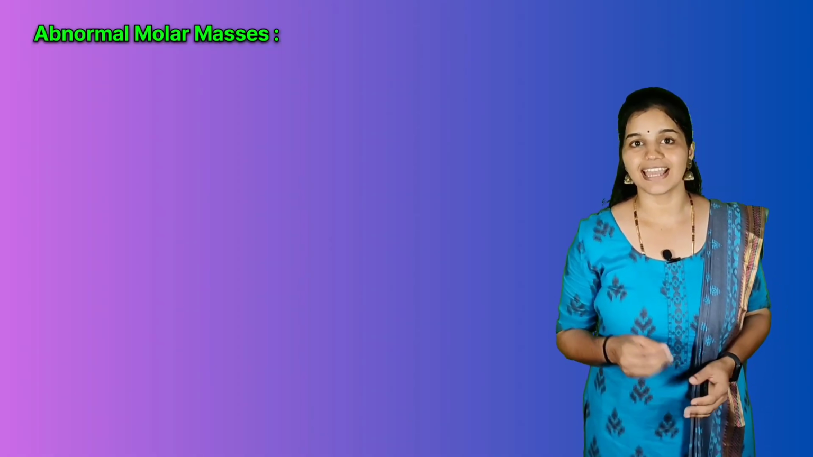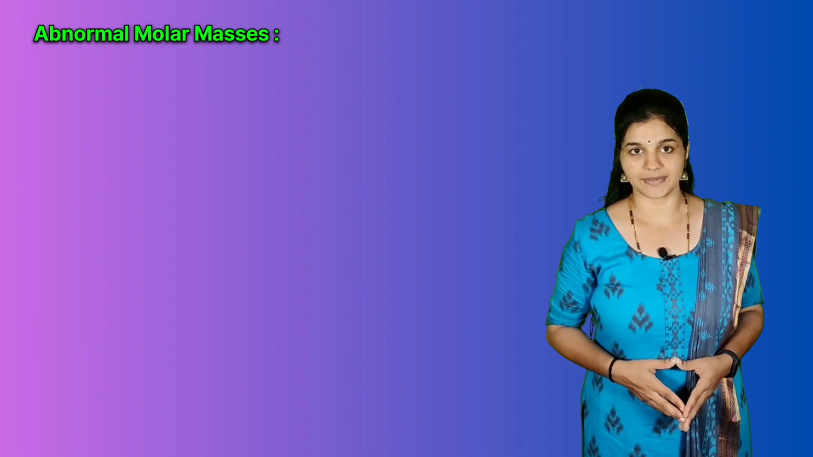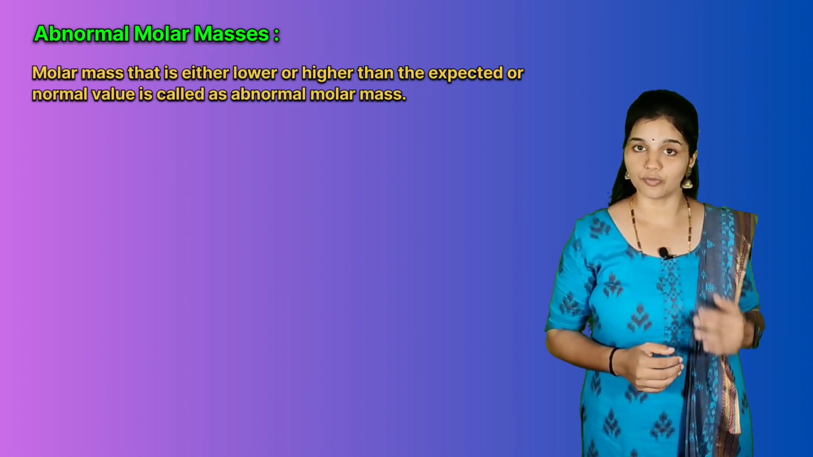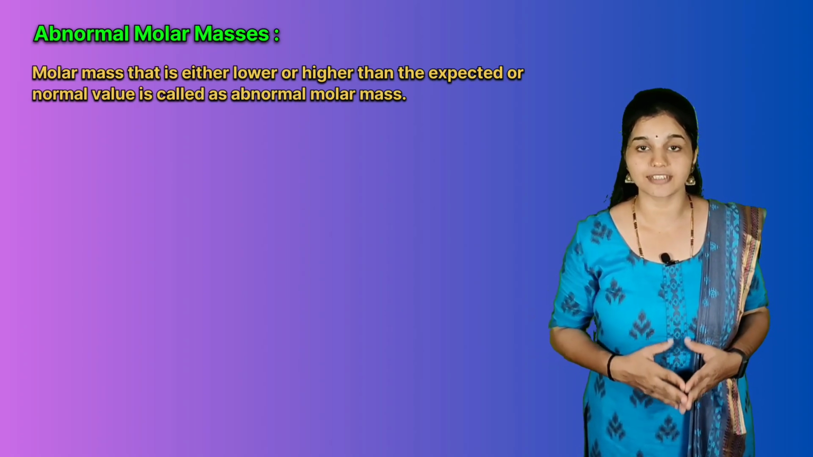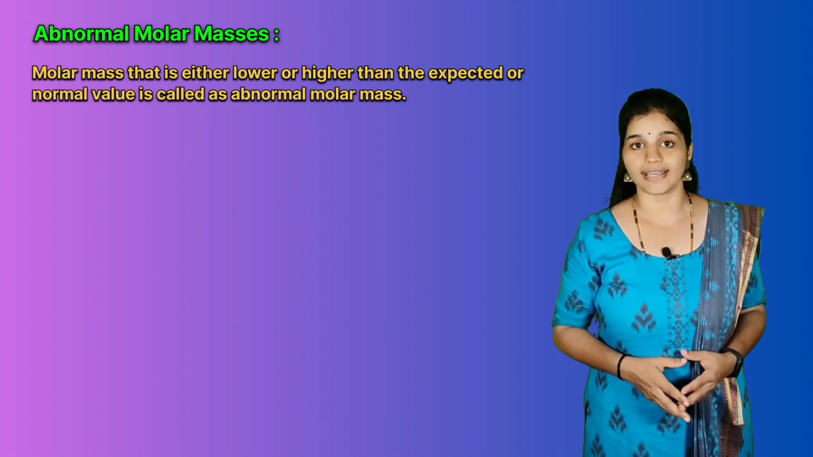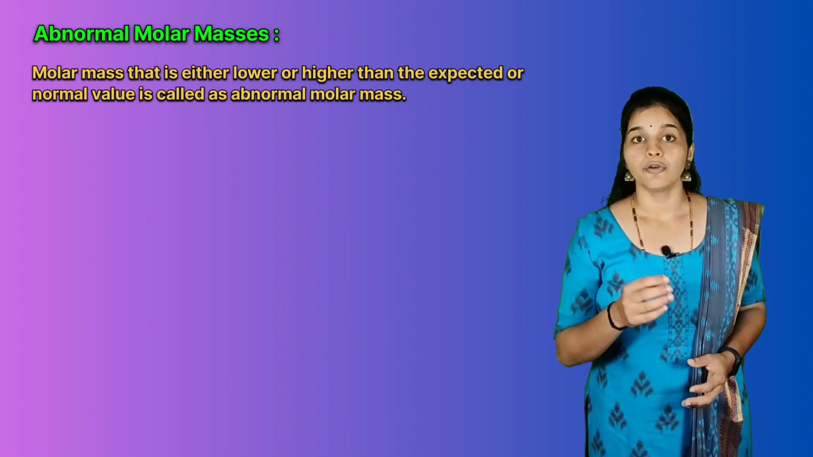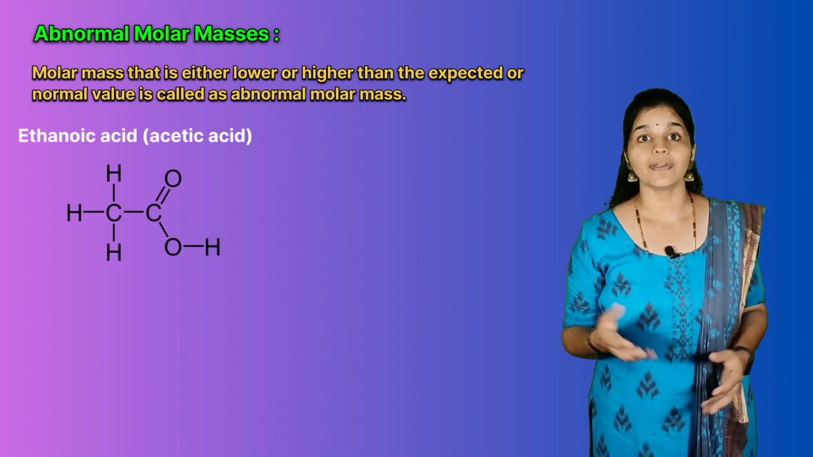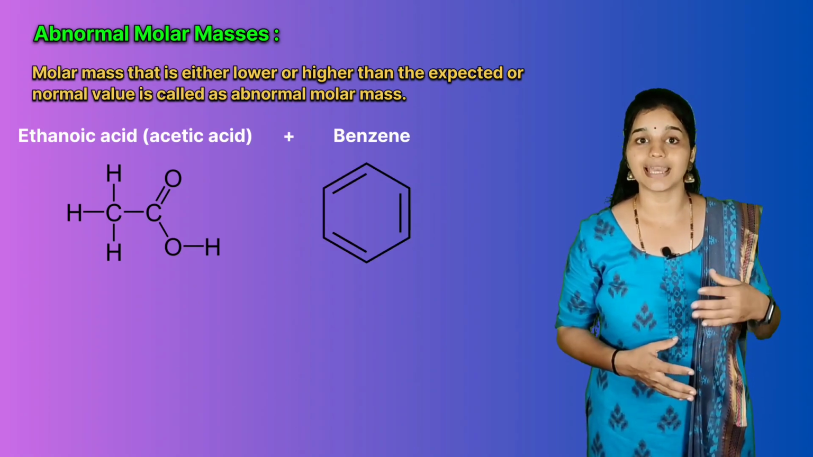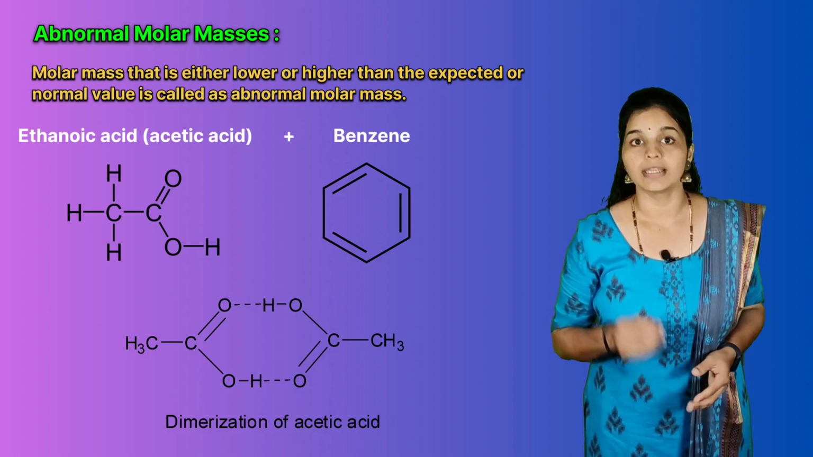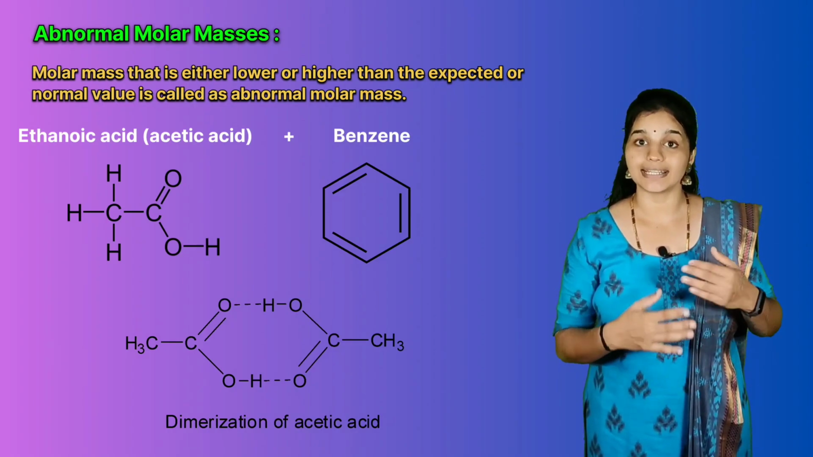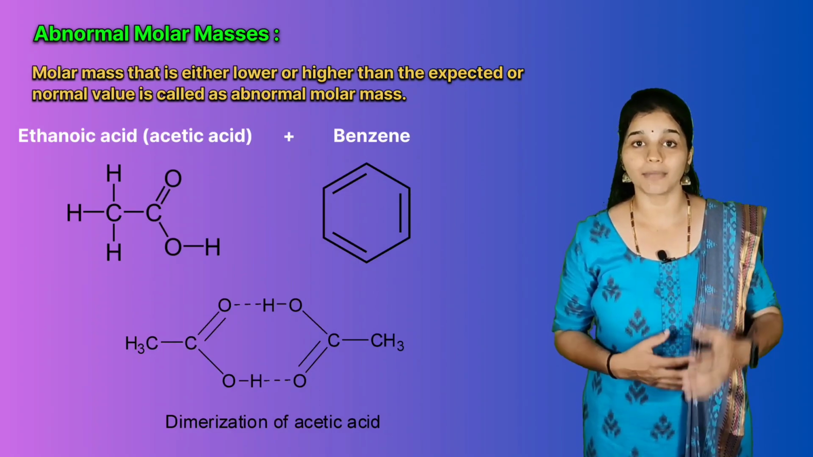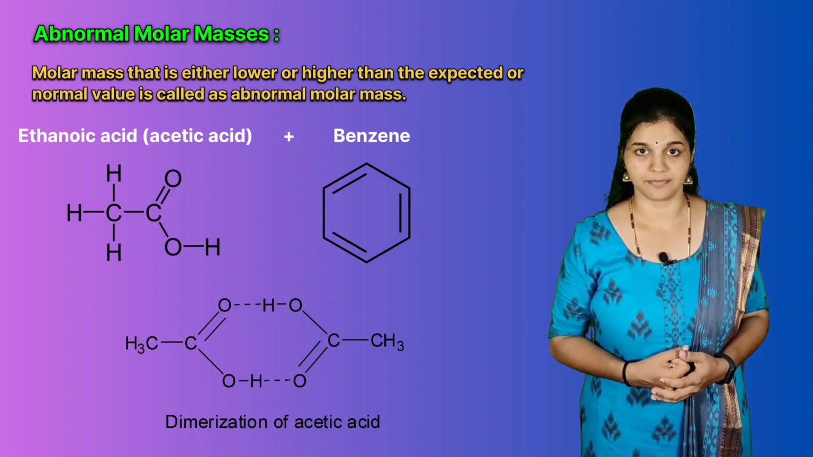Now, let us discuss the abnormality in molar masses. What is abnormal molar mass? Molar mass that is either lower or higher than the expected or normal value is called abnormal molar mass. For example, let us consider ethanoic acid, that is acetic acid. When taken in benzene, ethanoic acid dimerizes due to hydrogen bonding. So, the number of particles is reduced due to dimerization, and we observe a change in molar mass from what is expected.